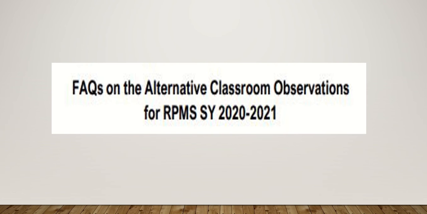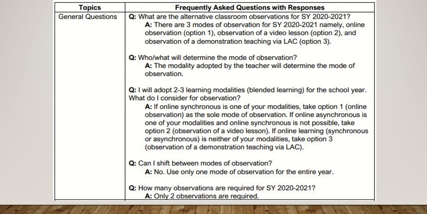Now, these are the frequently asked questions on the alternative classroom observations. For general questions, the question is, what are the alternative classroom observations for school year 2020-2021? There are 3 modes of observation for school year 2020-2021, namely, the online observation, that is option 1, observation of a video lesson, that is option 2, and observation of a demonstration teaching via LAC, that is option 3.